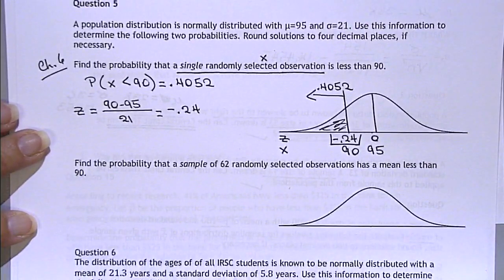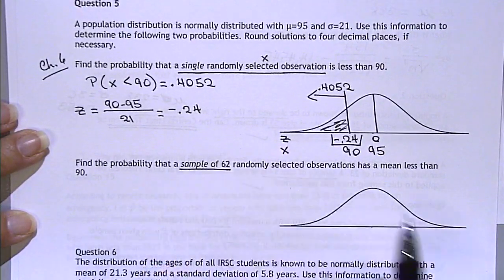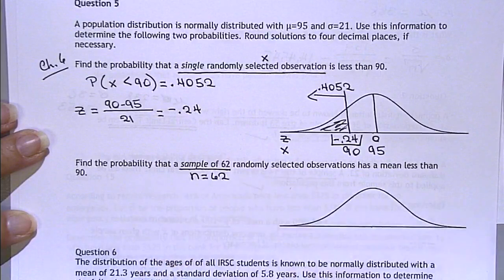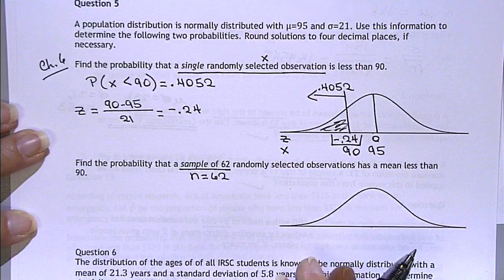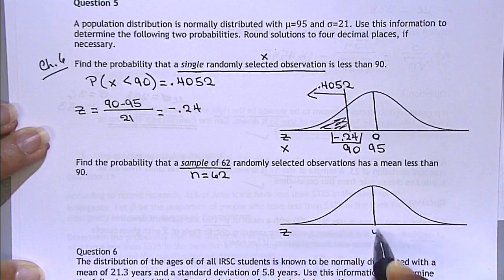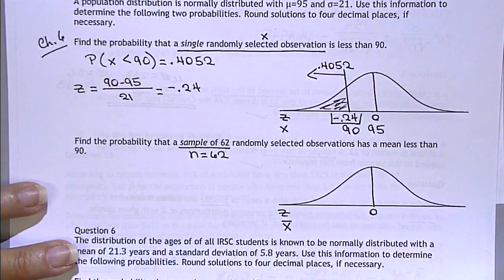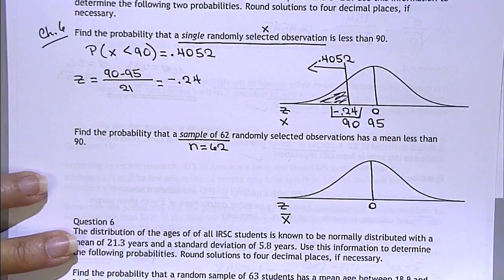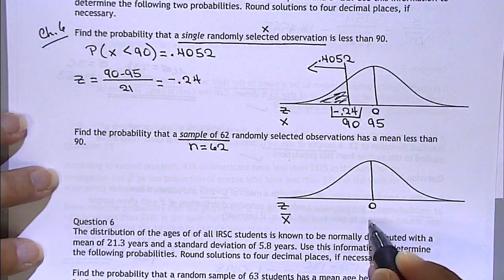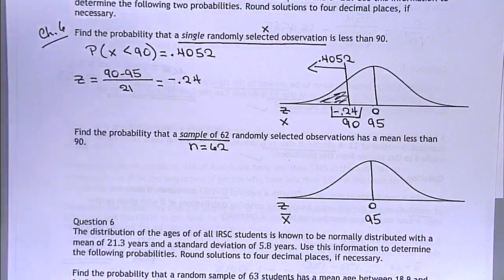Now let's look at the probability that a sample of 62 randomly selected observations. All of a sudden, I have N. If I have N, I have a brand new standard deviation that I have to calculate. All of a sudden, I'm not dealing with X. I'm dealing with X bar, okay? Look at where I put it on the graph, okay? It's not an X, it's X bar. It's a sample mean, not a sample observation. So what's the mean? Well, the mean hasn't changed. That's always going to be the same. Okay? Isn't it 95?